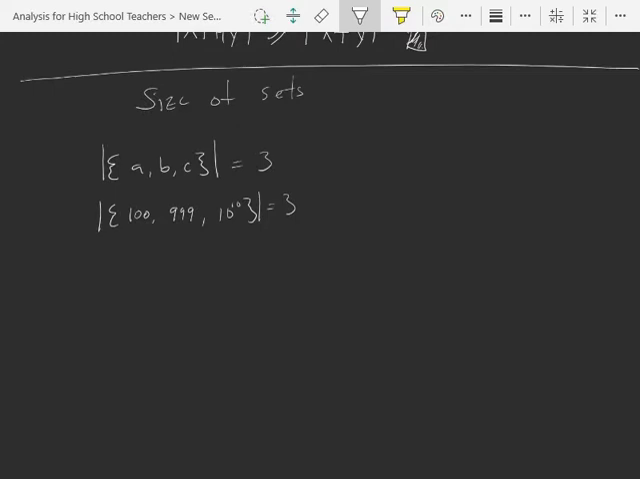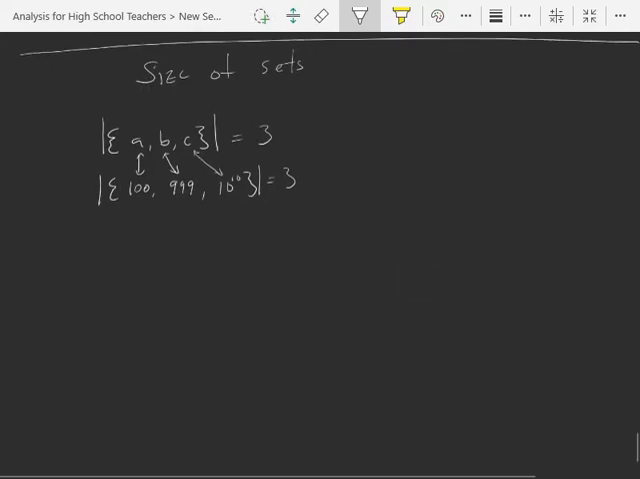Why do we say those both have the same size? Well, there's a one-to-one function, or a one-to-one correspondence between them. I can map A to 100 and 100 back to A. I can map B to 999 and 999 back to B, and same thing with C and 10 to the 10th. Okay. This is the idea of how we're going to measure sets. So I need to talk about one-to-one functions so we can get those one-to-one correspondences, and then let's try and use this on some sets and see how big they are.